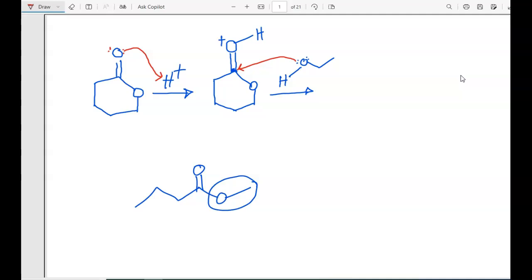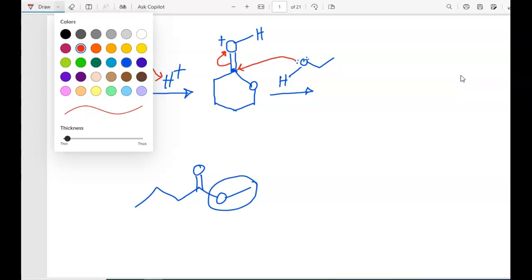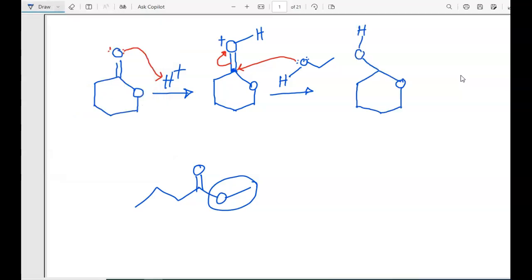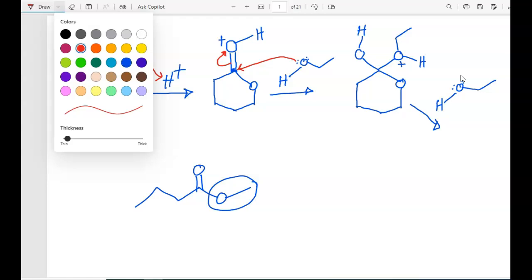But we know carbon should only have 4 bonds, so therefore one of the pi bonds right here will break open. And that gives us the next intermediate. Now remember, we still have the alcohol molecules in solution. And so those will now act as a base to pick up the proton.